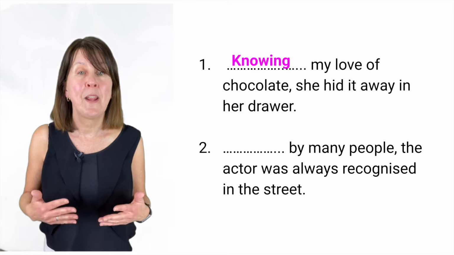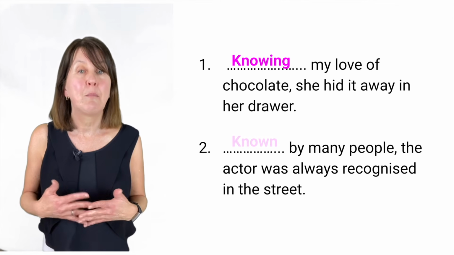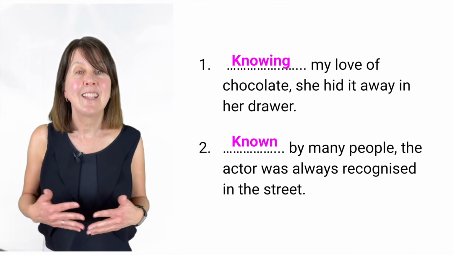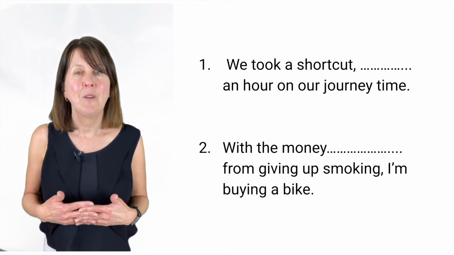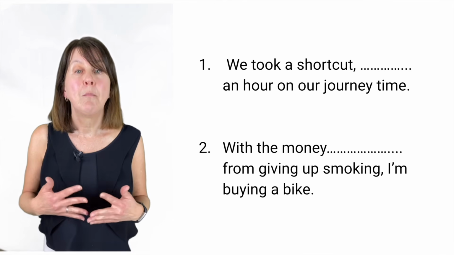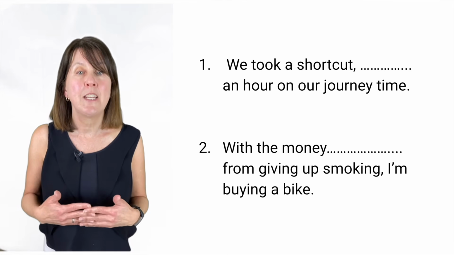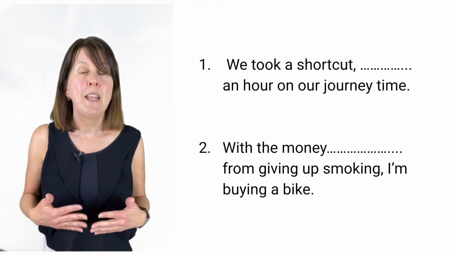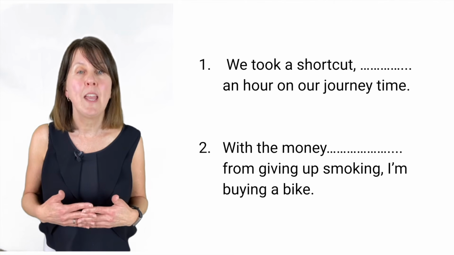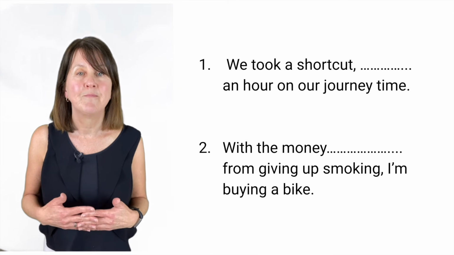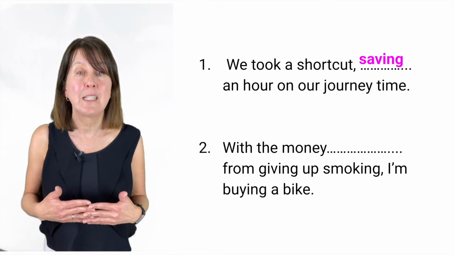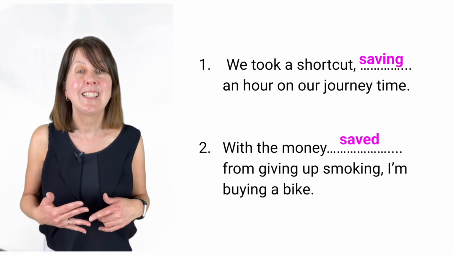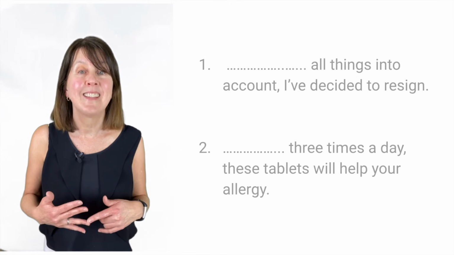So here it's knowing. Knowing my love of chocolate, the present participle, and in the second sentence, known. Known by many people, the past participle. 2. We took a shortcut, blank an hour on our journey time. With the money blank from giving up smoking, I'm buying a bike. Here, saving the present participle in the first sentence, and saved the past participle in the second.